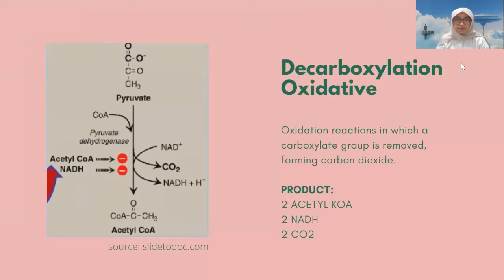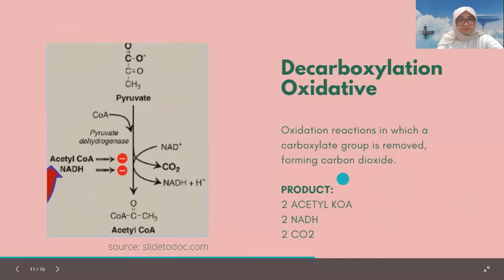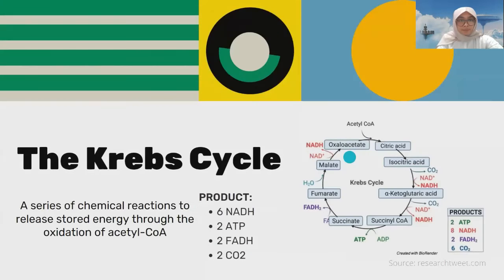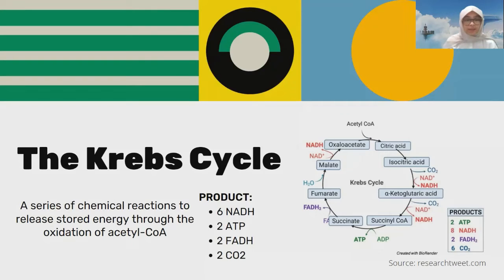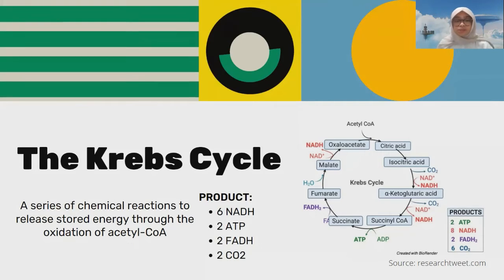The second step is oxidative decarboxylation. It is an oxidation reaction in which a carboxylate group is removed, forming carbon dioxide. The products of this step are 2 acetyl-CoA, 2 NADH, and 2 carbon dioxide. So from the oxidative decarboxylation, we have the 2 acetyl-CoA, and here we use the acetyl-CoA.